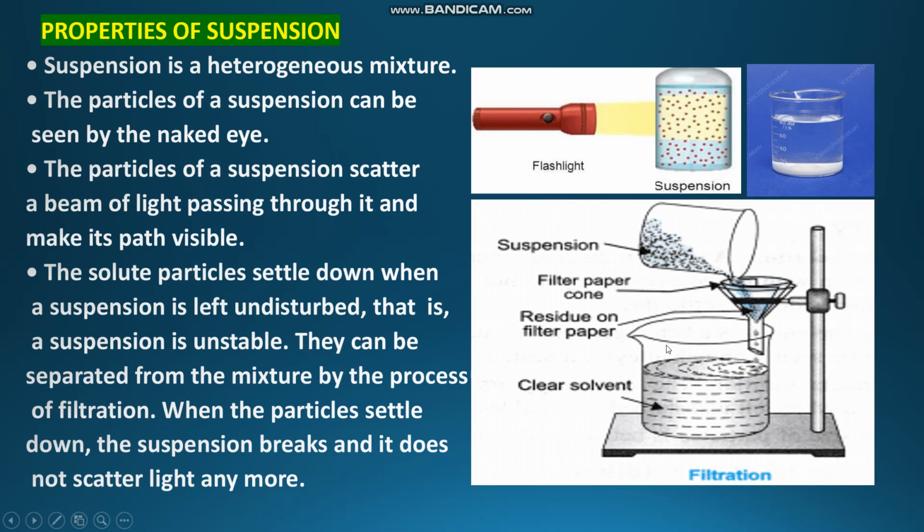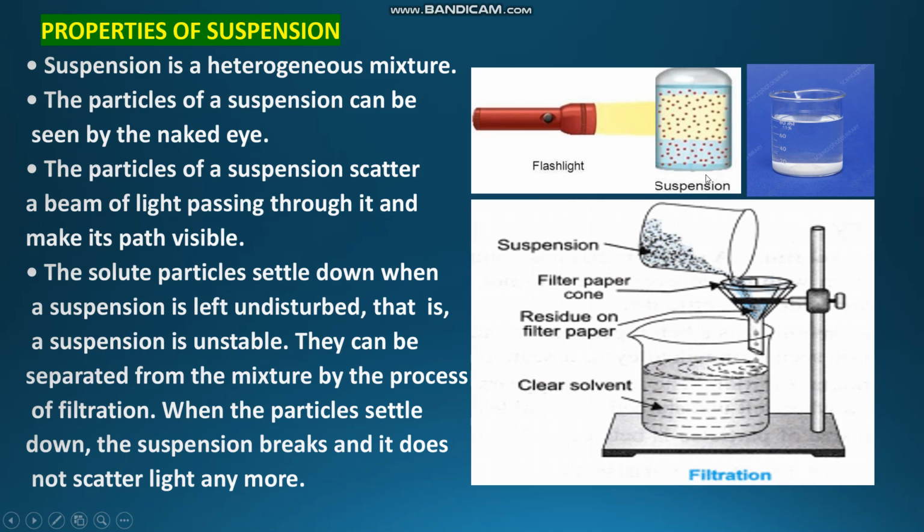So when the particles settle down, the suspension breaks and does not scatter light anymore. After filtration, what we are getting is the clear solvent. If you are passing the beam of light through this clear solvent, we cannot see the path of the light. And here also, after settling down of all the particles, through this clear solution, if you are passing the beam of light also, we cannot see the path of the light. Here in the suspension, before settling down, the particles are suspended throughout the medium and the size of the particles is big enough to scatter the beam of light. That's the reason we can see the path of the light here.